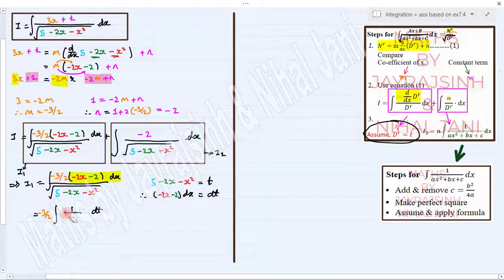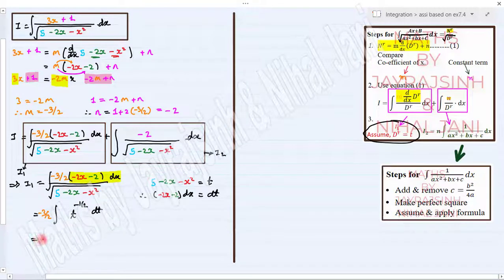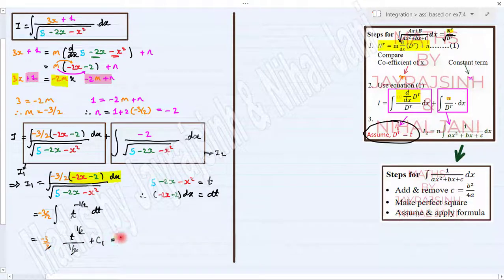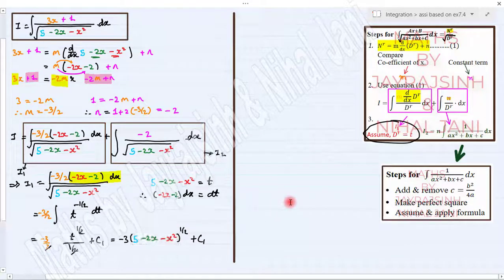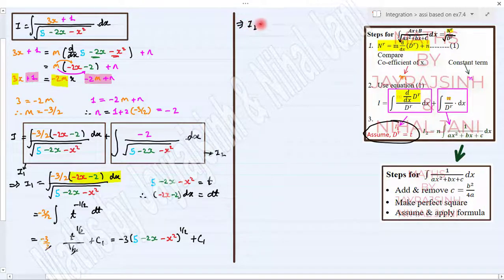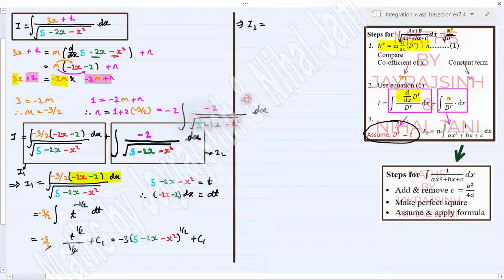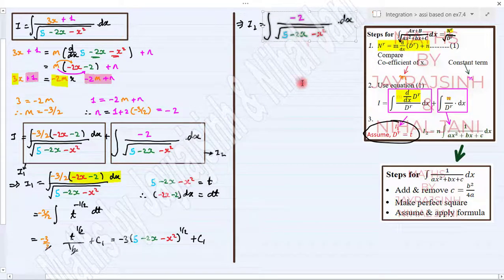or we can say we have to integrate t raised to minus 1 by 2, which is easily done as t raised to 1 by 2 upon 1 by 2 plus c1. So this 2 will cancel out and we will get minus 3 t raised to 1 by 2 plus c1, where t is 5 minus 2x minus x square. So we get I1. Now let's move to I2, which is in the form of 1 upon under root of ax square plus bx plus c.